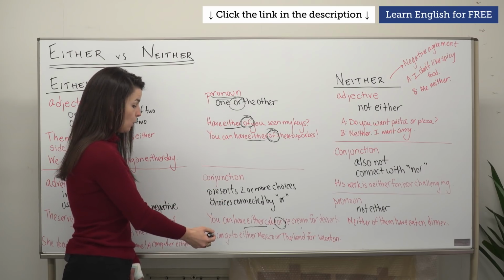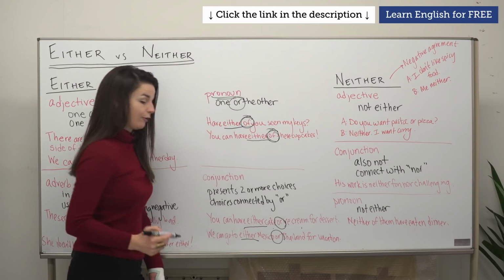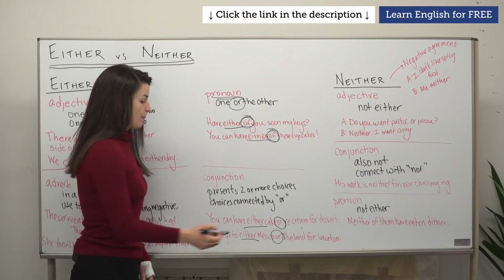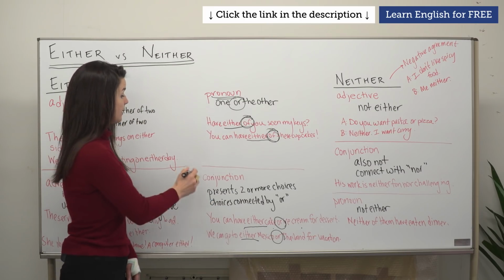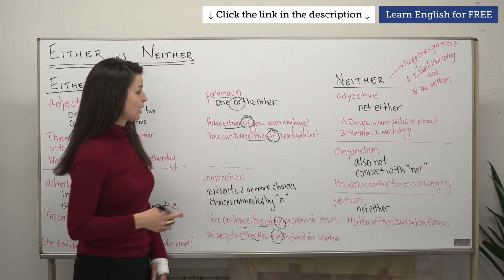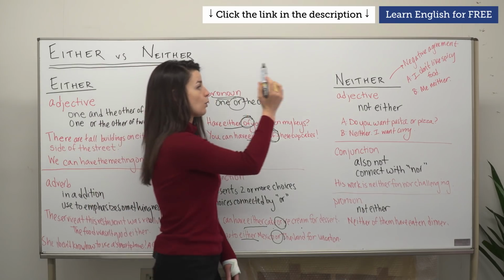Another example, we can go to either Mexico or Thailand for vacation. So again, two choices are presented. They are introduced by either, and they are connected with the word or. So this is how we can use the word either as a conjunction. All right, so with that, let's then look at the word neither.